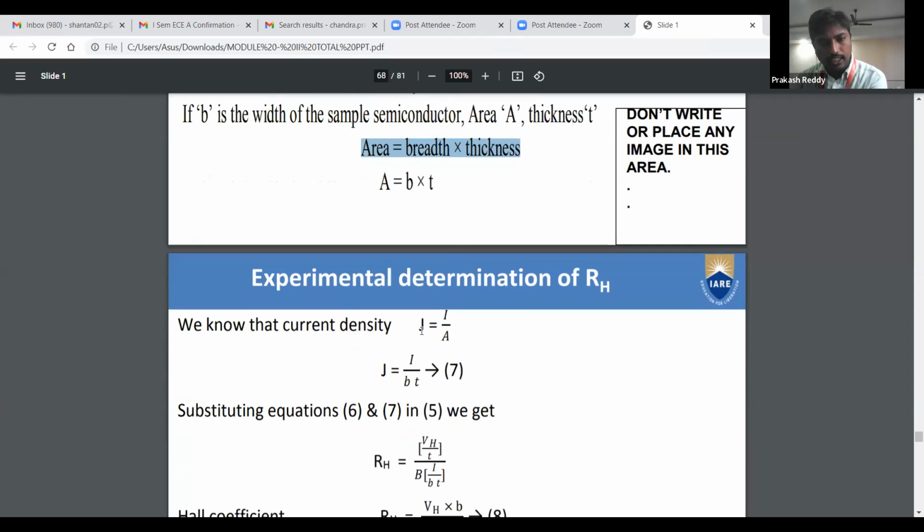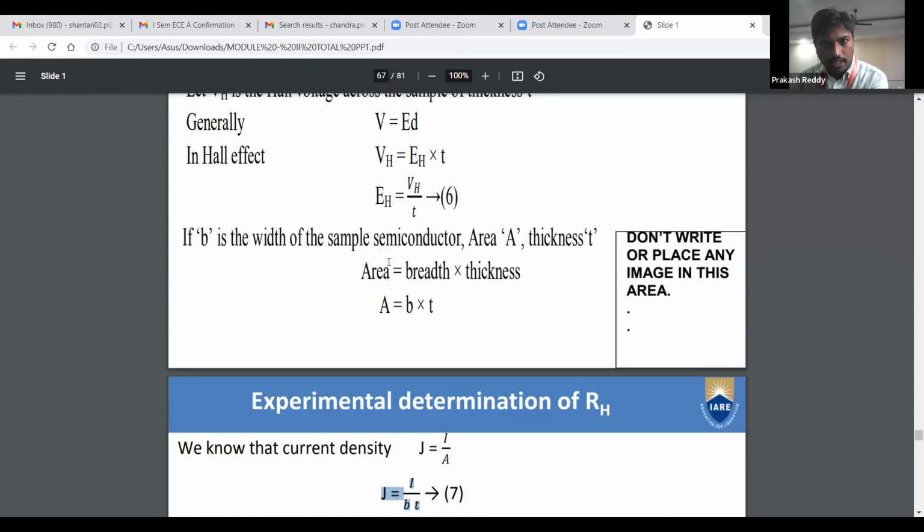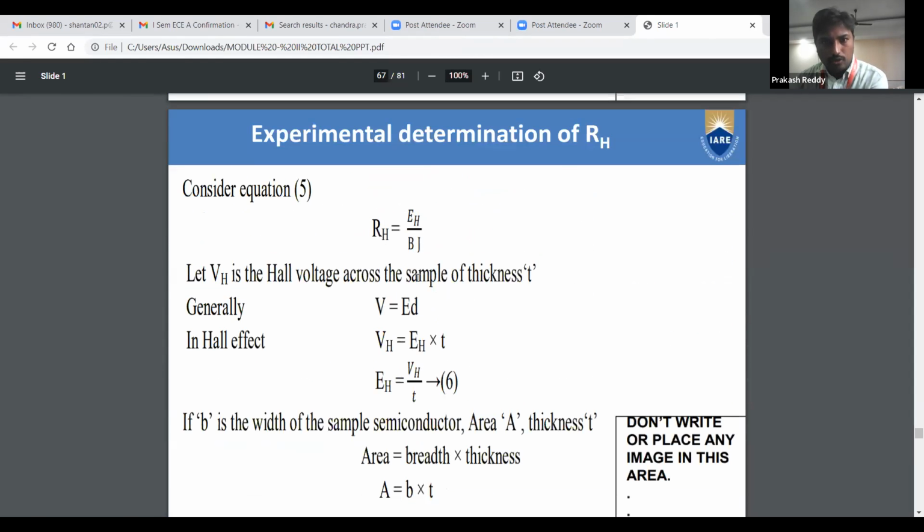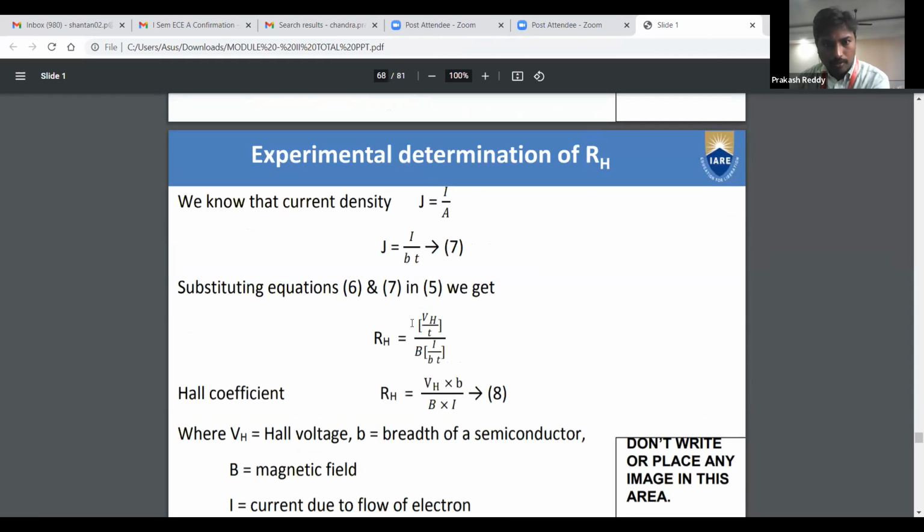Again, the current density J equals I by A. Substituting A equals b into t, we get J equals I divided by b into t. In the equation RH equals EH by BJ, I find the expression for EH separately and J separately, and then substitute. Here VH by t is the equation for EH, and J equals I divided by b into t.